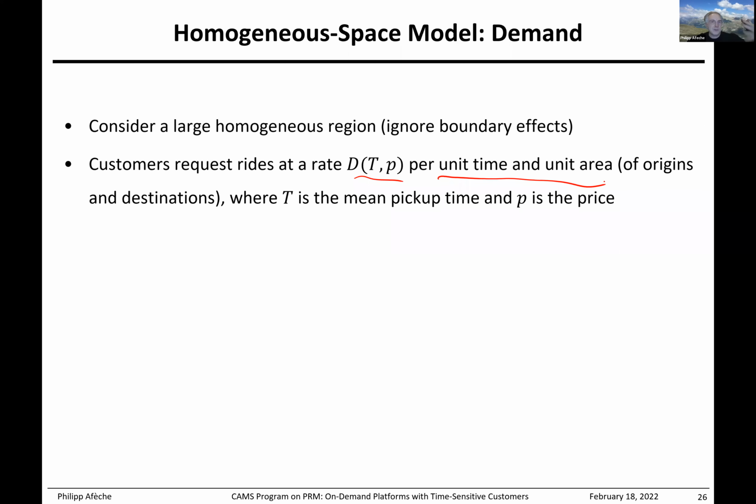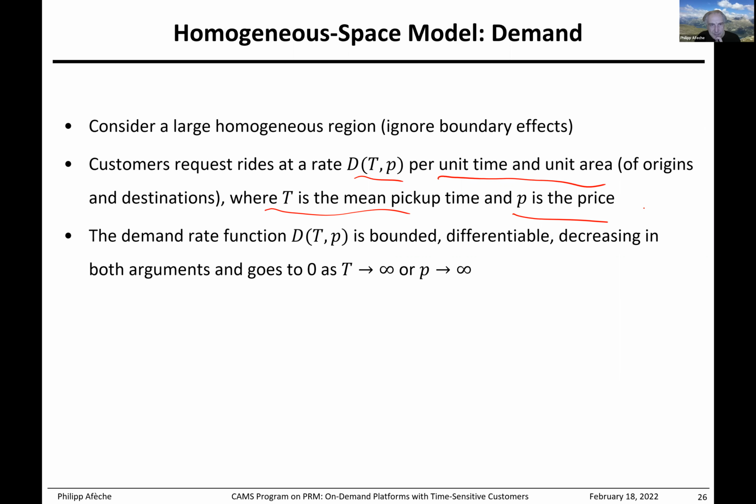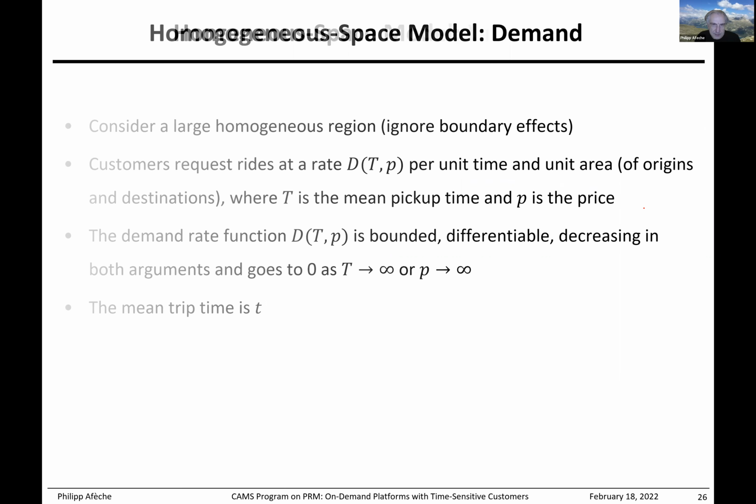So there's no structural imbalances, which is what I was mentioning as another possibility earlier, and that we will look at on Monday. So T is the mean pickup time and P is the price. Some reasonable assumptions on what this demand rate looks like. The mean trip time is little t.